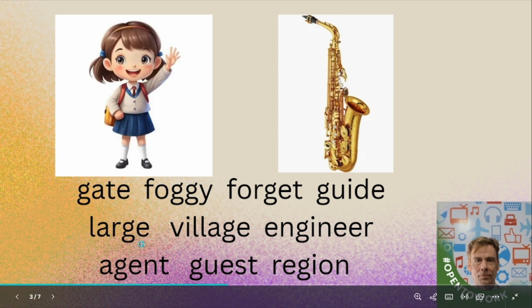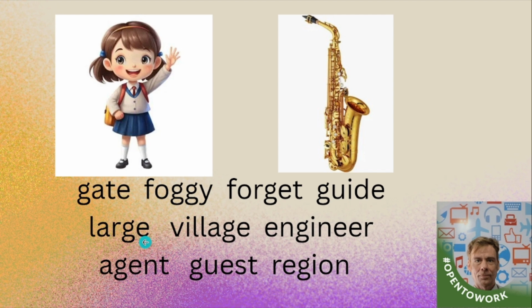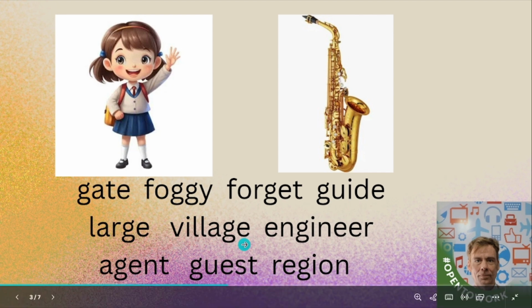Then we have large. Large is followed by a silent E. So this is J, as in jazz. Then we have village, also where the G is followed by a silent E. So that is J, as in jazz. This word is pronounced engineer, engineer. And that is also the J sound, as in jazz.